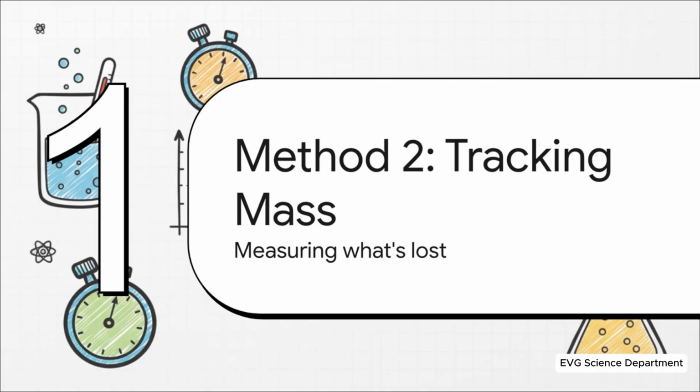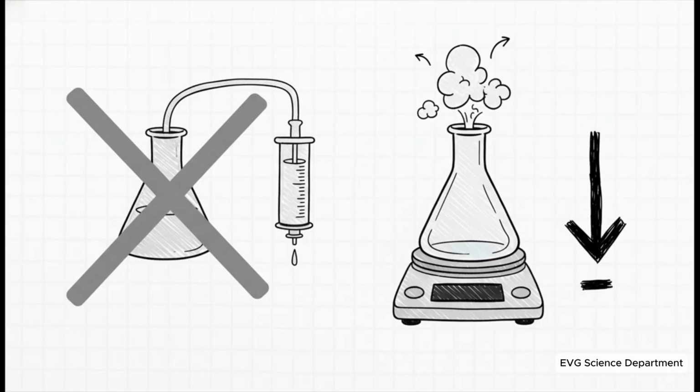On to method number 2. Instead of catching what escapes, this time we're going to measure what's lost from the scene itself. So we're using the exact same reaction, marble chips and acid, but we're changing our technique. This time, we're not going to trap the gas. We're actually going to let it escape from an open flask. And instead, we'll measure how the total mass of the flask and everything in it goes down over time.